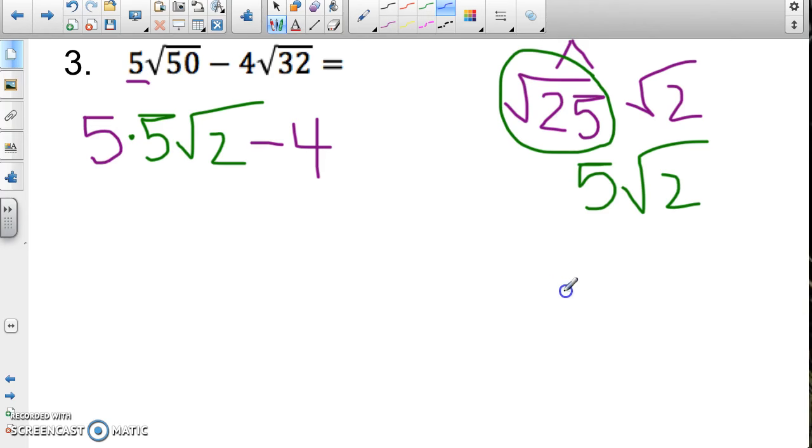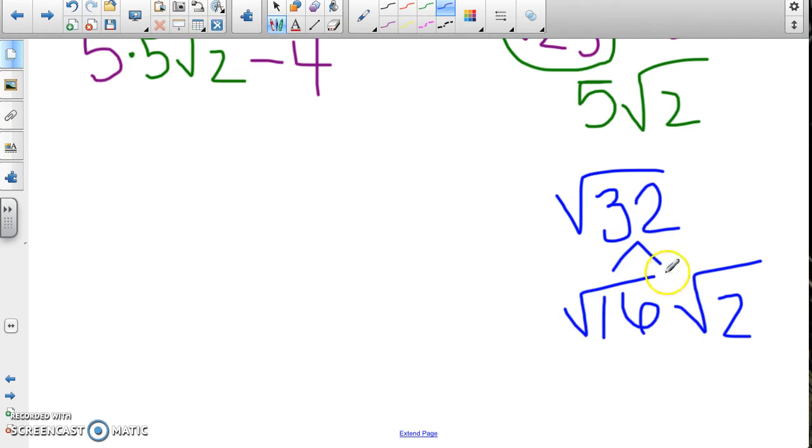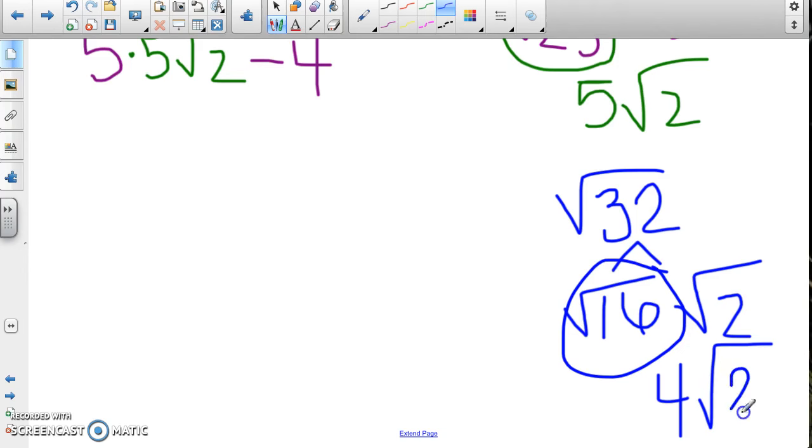And let's figure out what radical 32 becomes. So, two numbers that multiply to 32, one has to be a perfect square. So if we look, we have 16 and 2. And of these two terms, 16 is the perfect square. So the square root of 16 becomes 4, and we're going to bring down the radical 2.